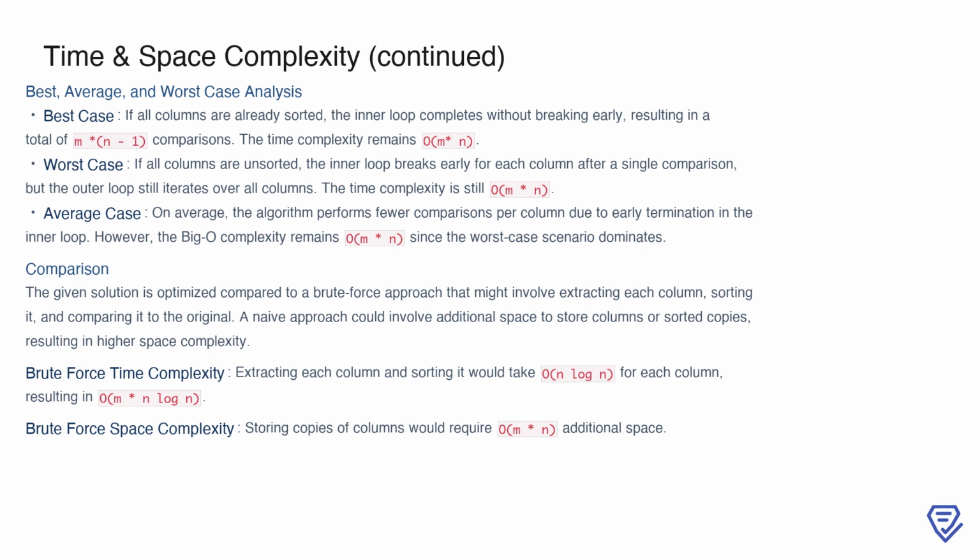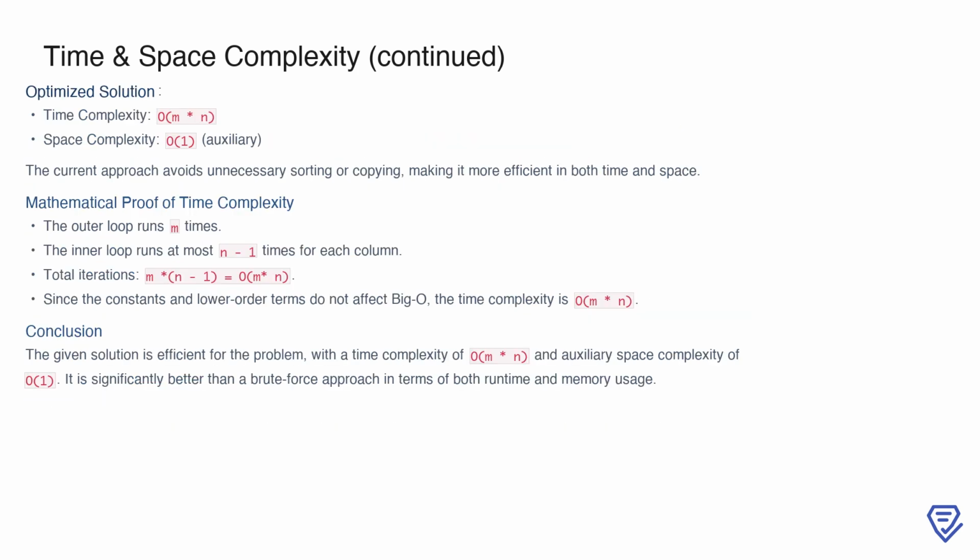The current solution avoids these inefficiencies, making it a clear improvement. The optimized solution achieves a time complexity of O(m*n) and an auxiliary space complexity of O(1). By avoiding unnecessary operations like sorting or copying data, it operates efficiently in both time and space.